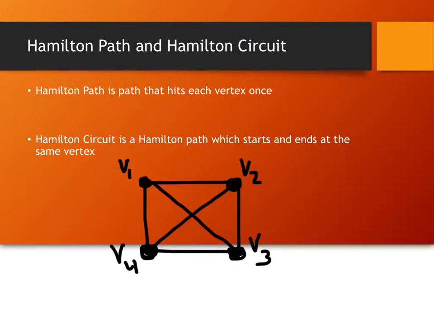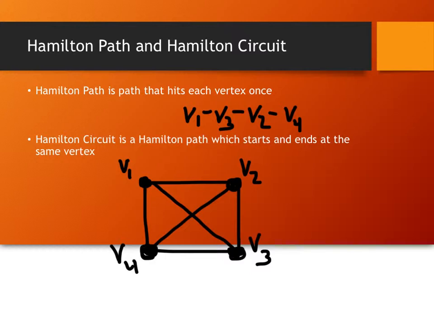Well, a Hamiltonian or Hamilton path would be something like V1, V3, V2, V4. All right, and I'm going to put dashes in here so we can see that. And if you think about this, V1, V3, V2, V4 hits every vertex once and doesn't repeat here in this case. So it hits every vertex exactly once.